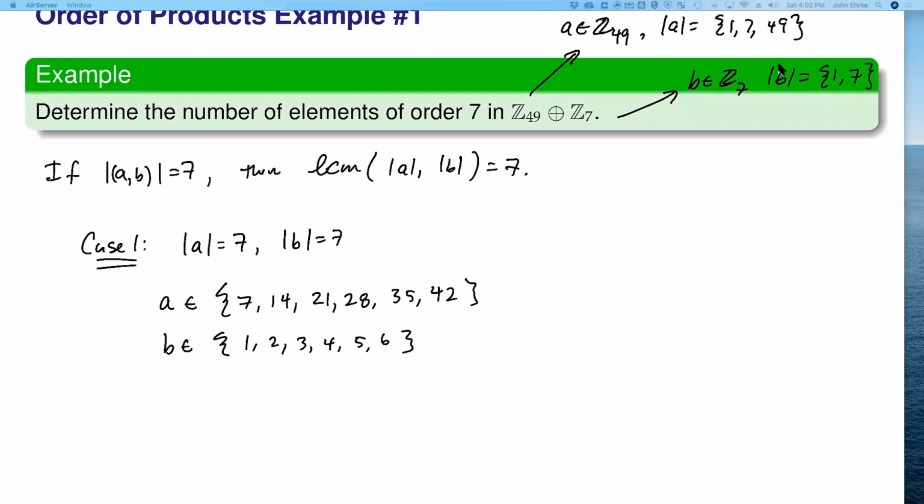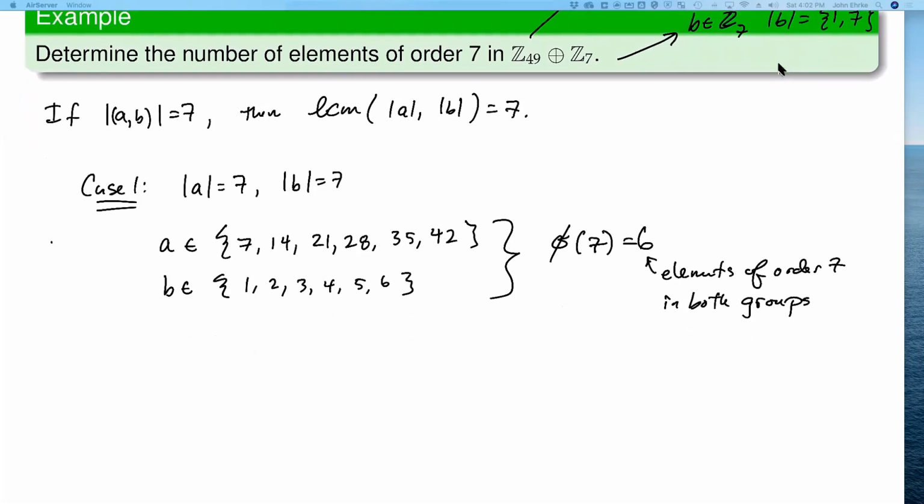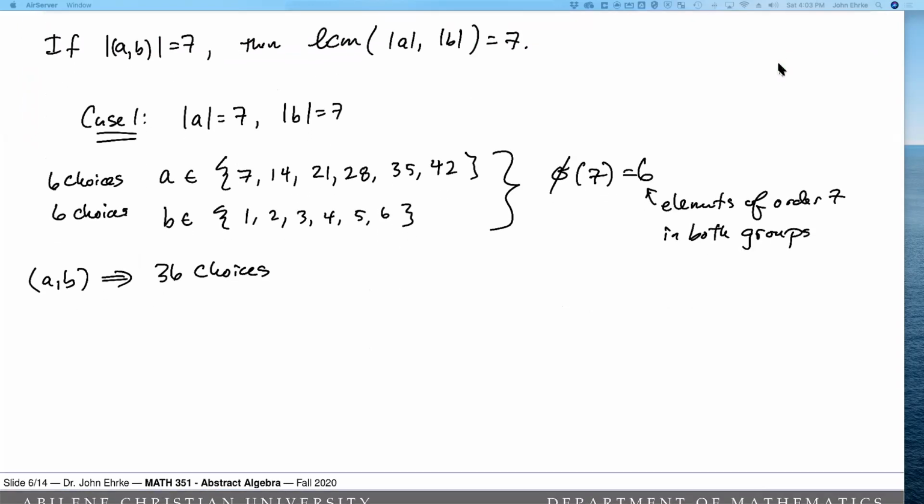There are an equal number of elements, and remember this is because phi of 7 is equal to 6. Remember, the phi function of the order tells you how many elements of that order exist in the group. So there are 6 elements of order 7 in both groups. So you've got 6 choices for A, you've got 6 choices for B. So if you think about (A, B), you have 36 choices. And that's just case 1.